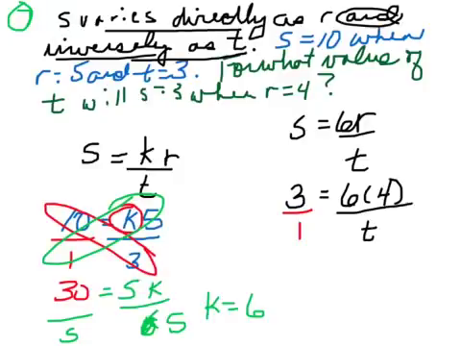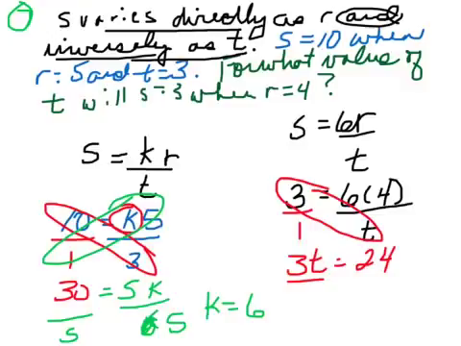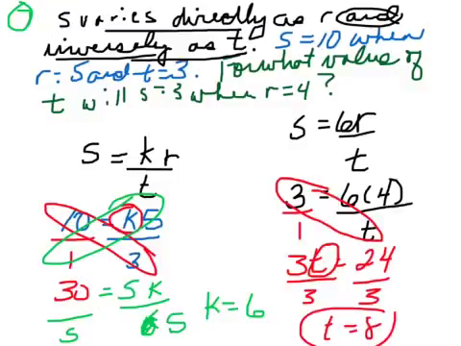Since I have a fraction on one side, I'll make the 3 a fraction by sticking it over 1, and I'll cross multiply. 3 times T is 3T. And then 6 times 4 is actually 24, so 1 times 24 is 24. So now if I divide both sides by 3 to get the T by itself, to solve for T, I get T equals 8. So when T is 8, S is 3 and R is 4.